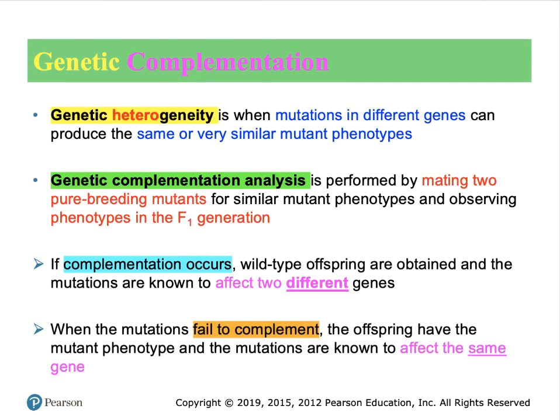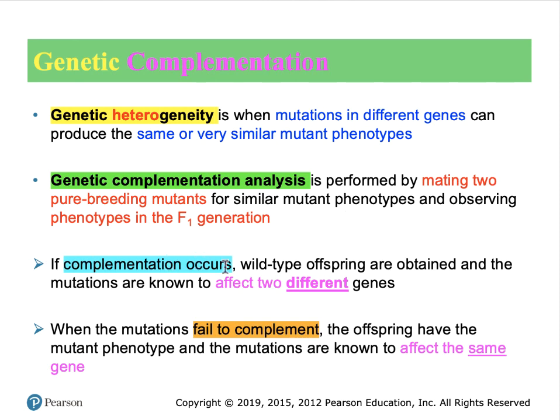Let's consider two terms first before we look at the analysis. The first term is genetic heterogeneity. This is when mutations in two different genes can produce the same or very similar mutant phenotype. And the second one is genetic complementation analysis. That's performed by mating two pure breeding mutants for these two similar phenotypes and then observing the outcomes in the first generation, the phenotypes of the F1.